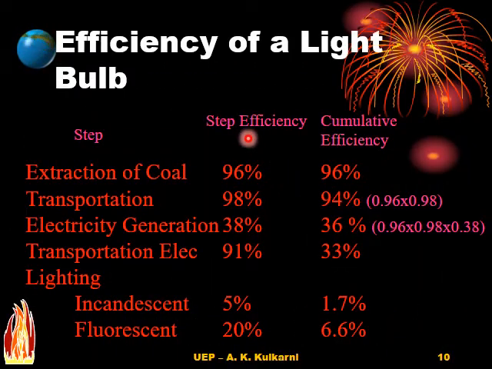These are some of the efficiencies for light bulbs. For the extraction of coal, the efficiency is how much? 66%. Transportation 94%. Electricity generation, as we are aware, most of the electricity generation depends upon the thermal power plant. In a thermal power plant, the overall efficiency of the plant is very less. Transportation of electric lighting is less. For incandescent lamps, the consumption efficiency is also very less.